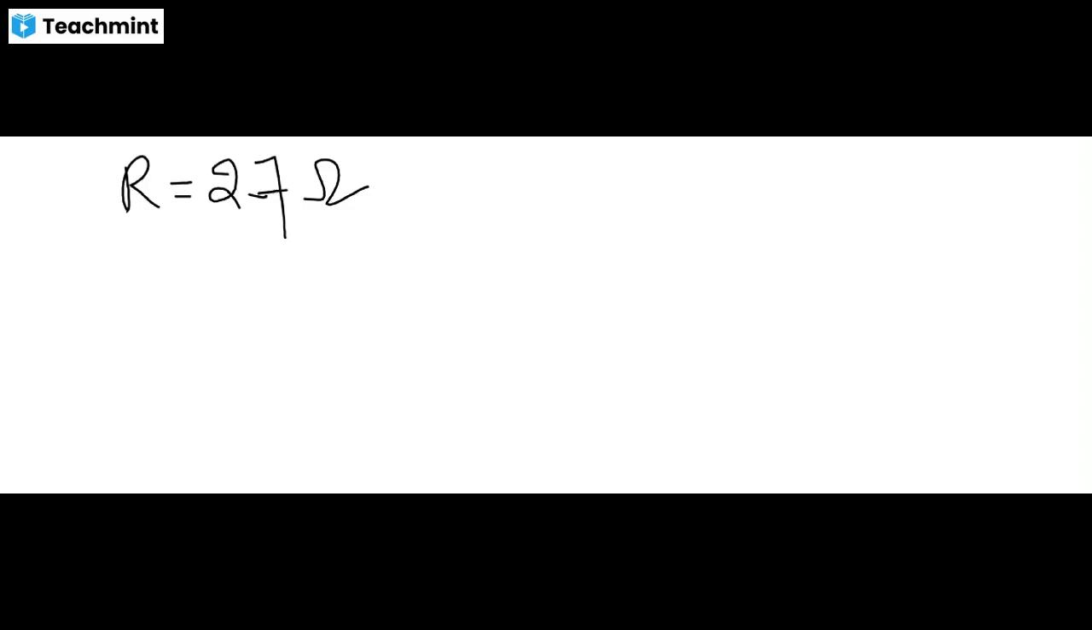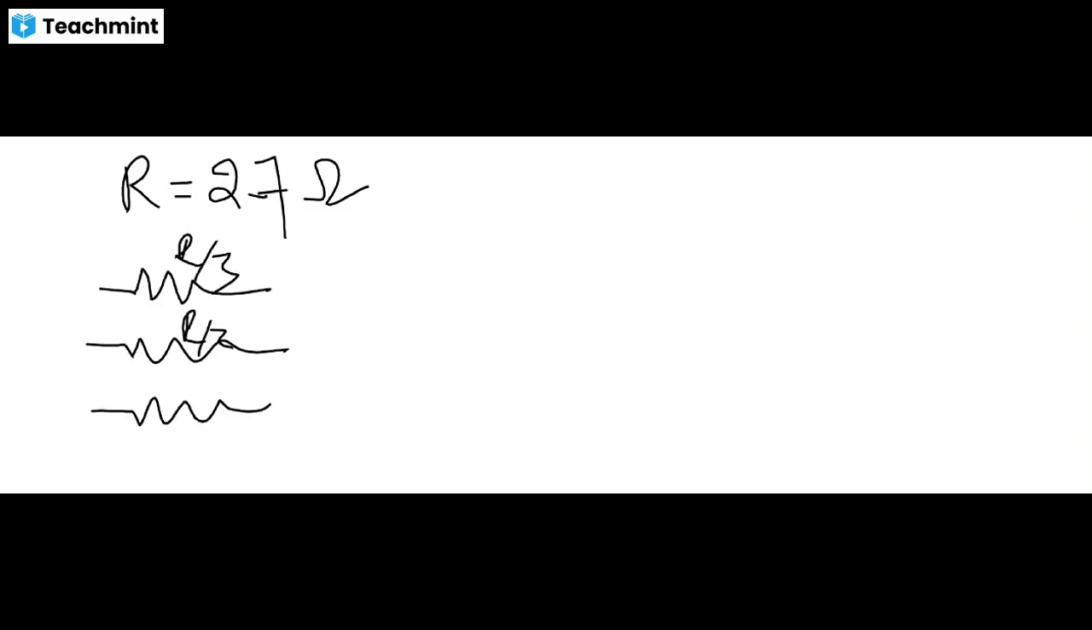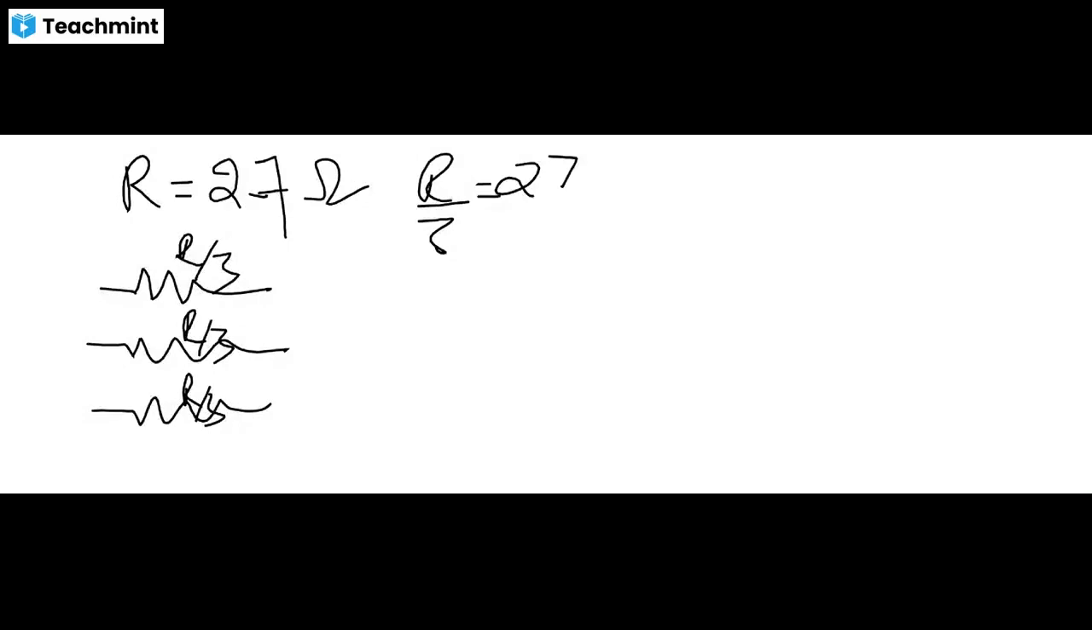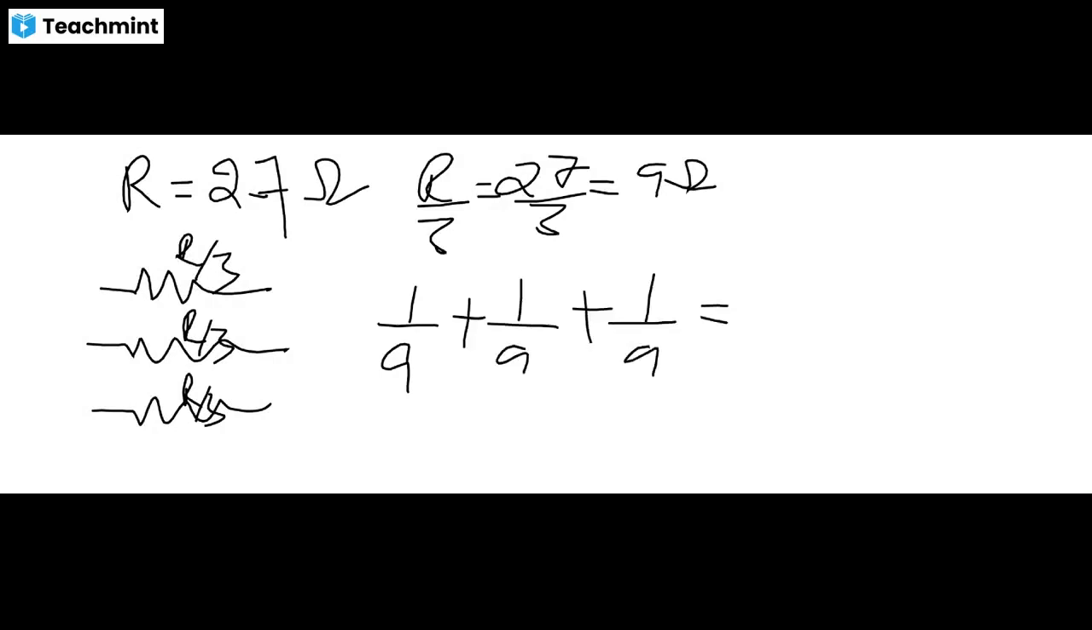Yeah. First, you are taking those 3 resistors. This will be R by 3, R by 3, R by 3. So R by 3 will be equal to 27 by 3, so that will be equal to 9 ohms. Now 9 ohms you are connecting in parallel. We will get 1 by 9 plus 1 by 9 plus 1 by 9, so that will be equal to 3 by 9. So what will be the equivalent resistance? 3 ones are 3, 3 threes are 9. So the equivalent resistance will be 3 ohms.